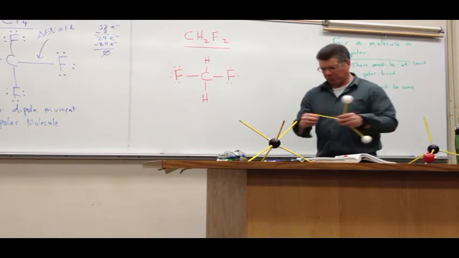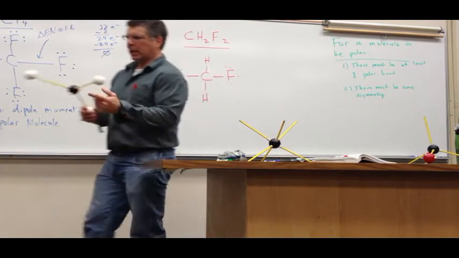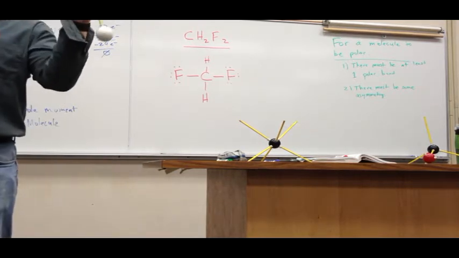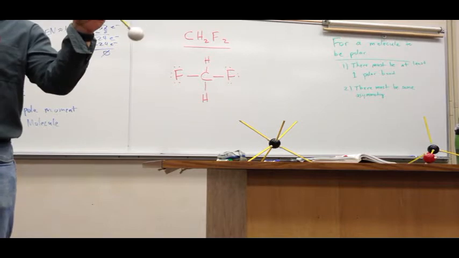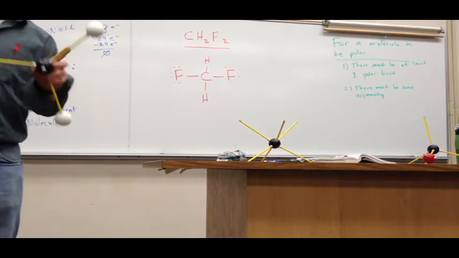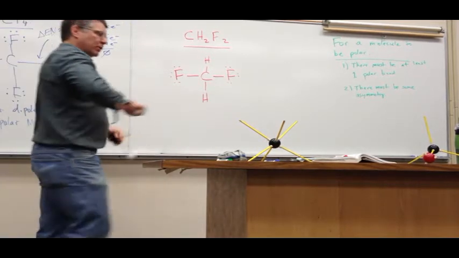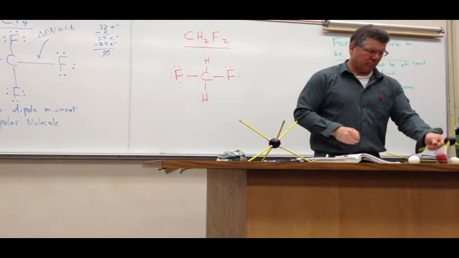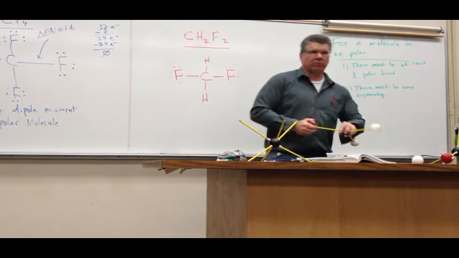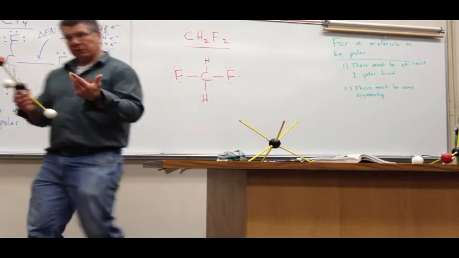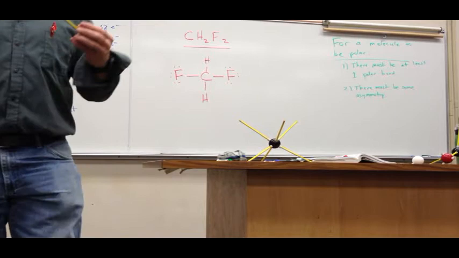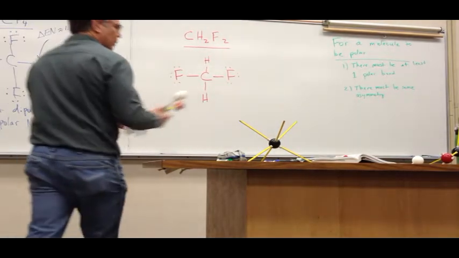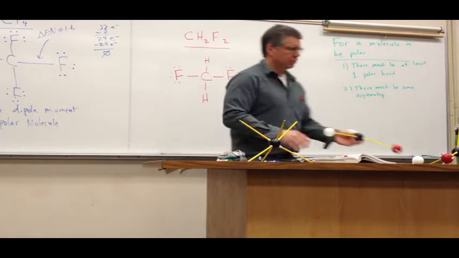So if the molecular geometry is trigonal planar and the atoms are all identical, that's not going to be polar, right? Because they all cancel out. You guys see that? If one of the atoms is different than the other two, then as long as there's at least one polar covalent bond, it'll be a polar molecule. That's trigonal planar. We've done tetrahedral already.